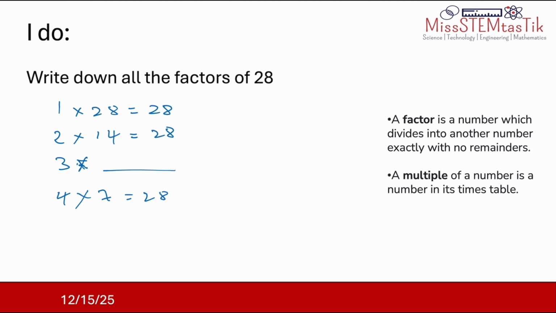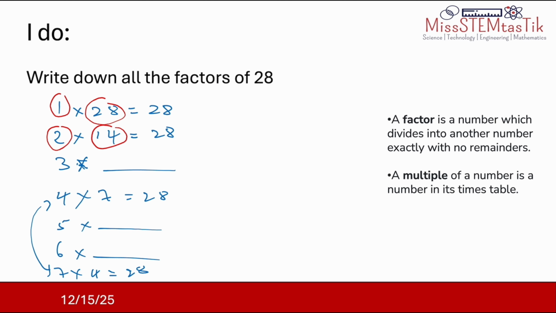And then 5 times 6 is 30, and 5 times 5 is 25, so that doesn't fit in, neither does 6. And then 7 times 4 is 28, and we've just repeated ourselves. So that's where we will stop. So the factors of 28 are 1, 2, 4, 7, 14, and 28. These are all the numbers that multiply or divide into 28 exactly without any remainder. And we could just write them separately out in order. So 1, 2, 4, 7, 14 and 28.